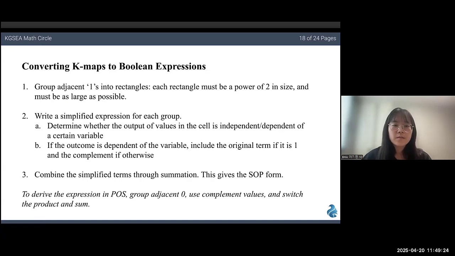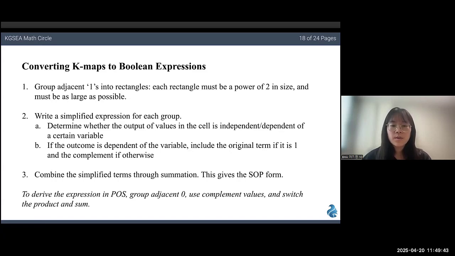And to convert K-maps to Boolean expressions, we could follow the steps listed on the slides. So first, group the adjacent ones into rectangles, and each rectangle must be a power of 2 in size and must be as large as possible. Number 2, write a simplified expression for each group.